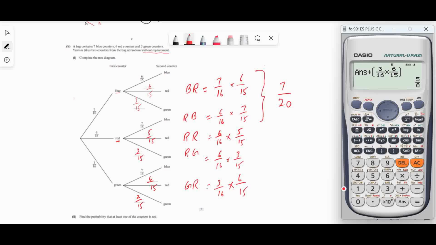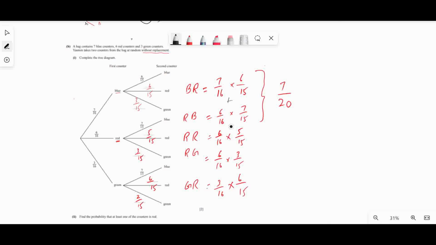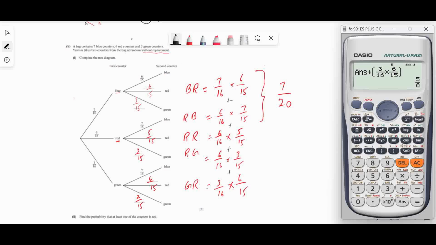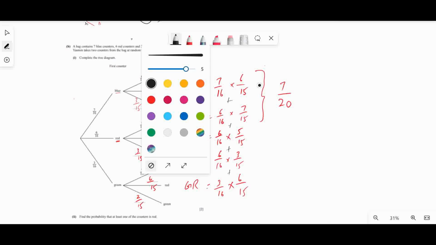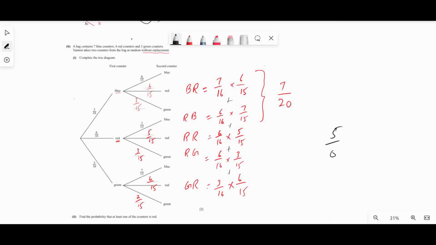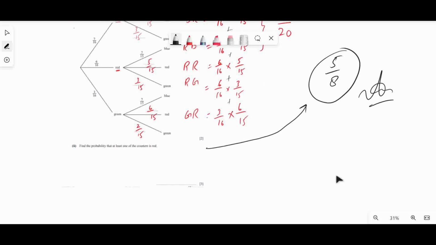So overall, if we add each one of them, this will be equal to 5 by 8. We can say that 5 by 8, this will be the final answer for this second part. This is the final answer for the second part.